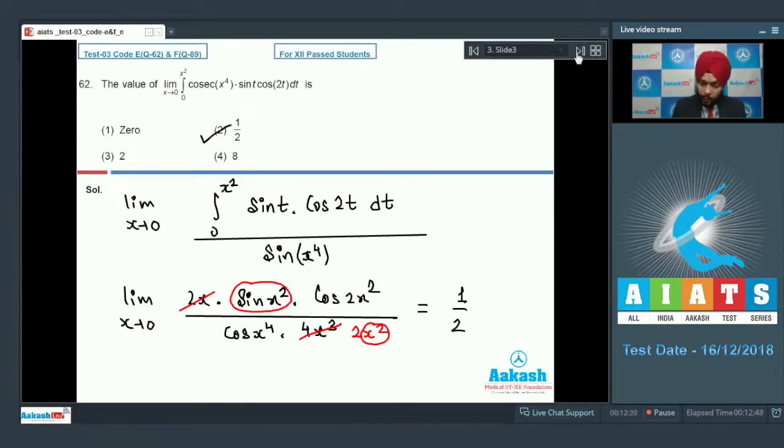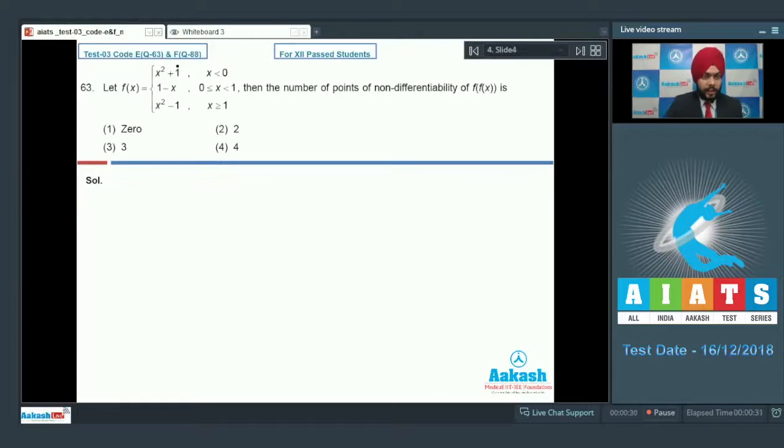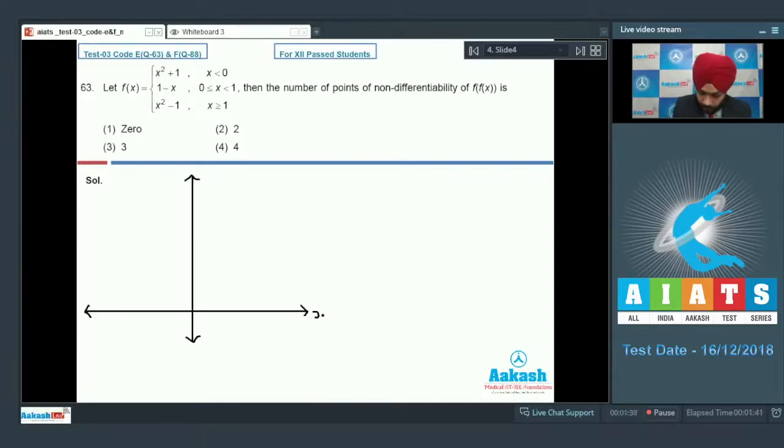Let us move on to 63. Question number 63 based on differentiability says that let f(x) is equal to, three definitions are given, x square plus 1 when x is negative, 1 minus x when x belongs to 0 closed, 1 open, x square minus 1 when x is greater than or equal to 1. Then the number of points of non-differentiability of the composition function f of f(x) is. So let us draw the graph for this particular function first of all, and then let us write the definition of f of f(x).